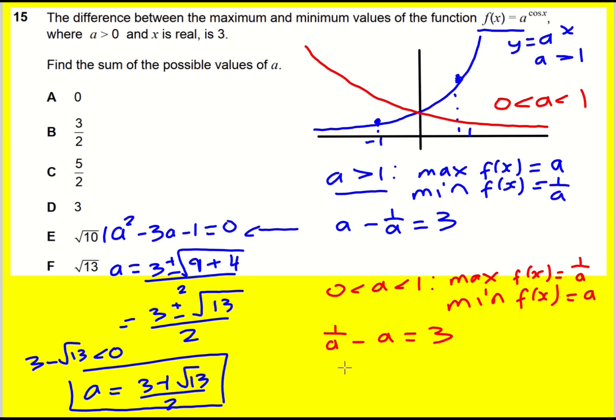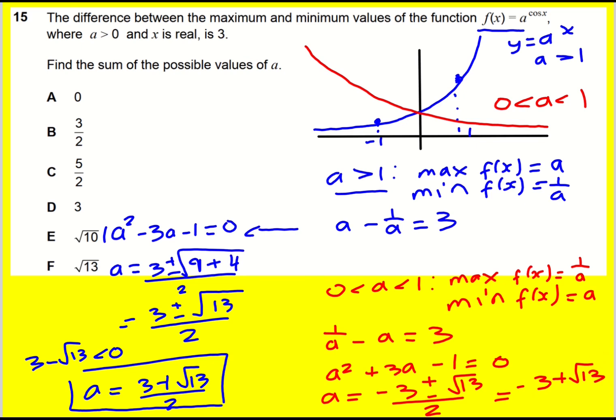Then for the other one, it's going to be a very similar sort of setup, but now when I times through by a, I'm going to get a squared, then plus 3a minus 1 equal to 0. a equals minus 3 plus or minus, I think it's again root 13 over 2. So now I'm definitely going to be taking the positive one, because if I minus it, it's going to be negative. It rejects the negative one, and that is it.